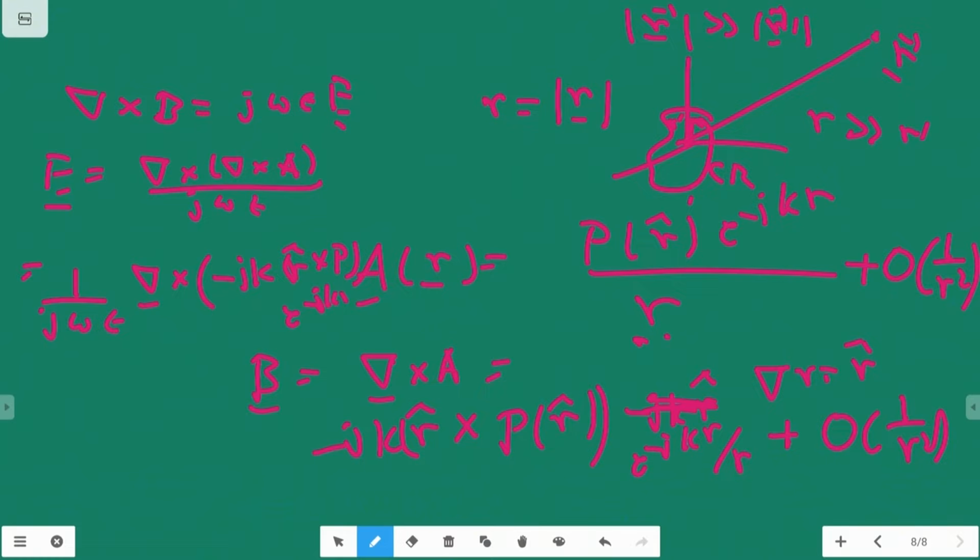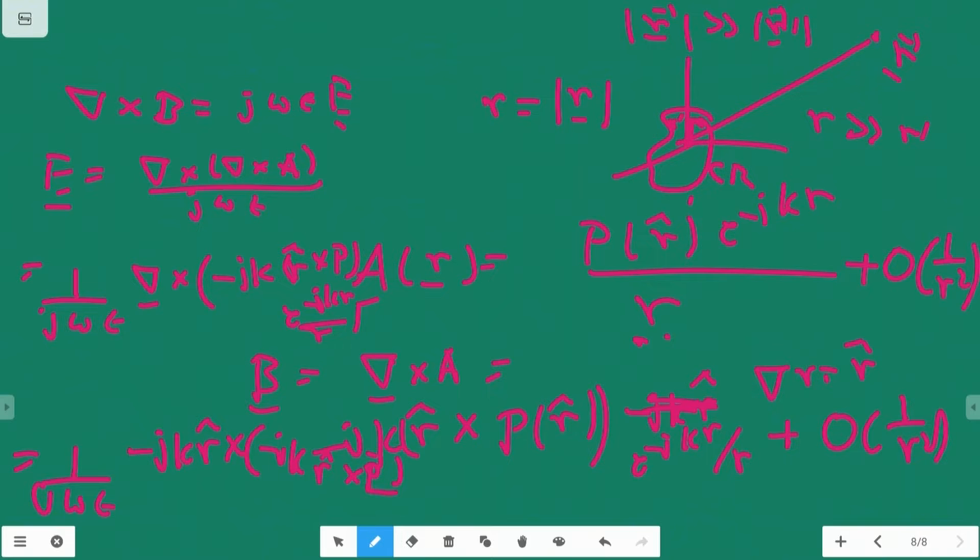the del cross will act only on the phase term. So this will give you 1 upon j omega epsilon then minus j k r cap cross minus j k r cap cross P divided by r into e power minus j k r.